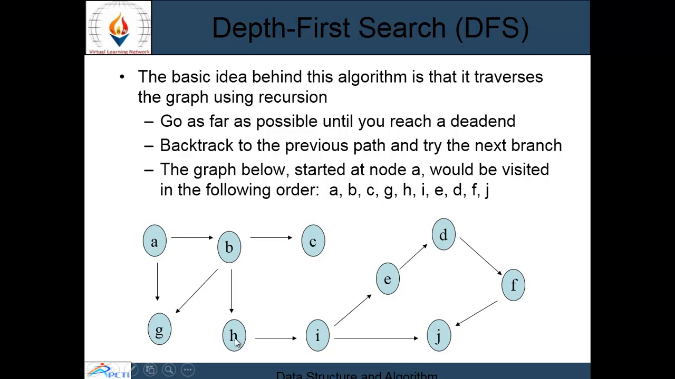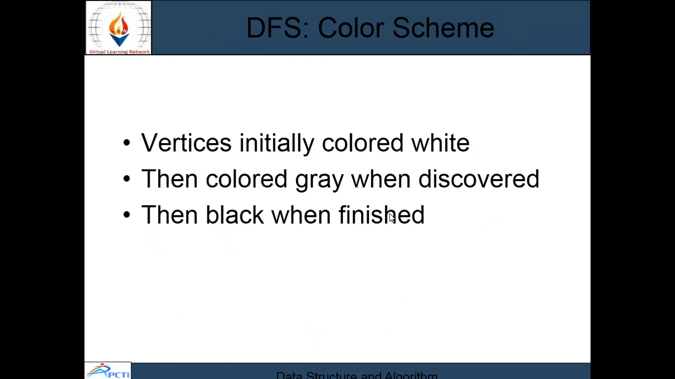Similarly, after reaching H, the next depth of H is I. After I, you can traverse E or you can traverse J. If we traverse to E, then after E, D will be reached, after D, F will be reached, and after F, J will be reached. In this way, in DFS traversal, we start from a node and go till the end of that particular edge.